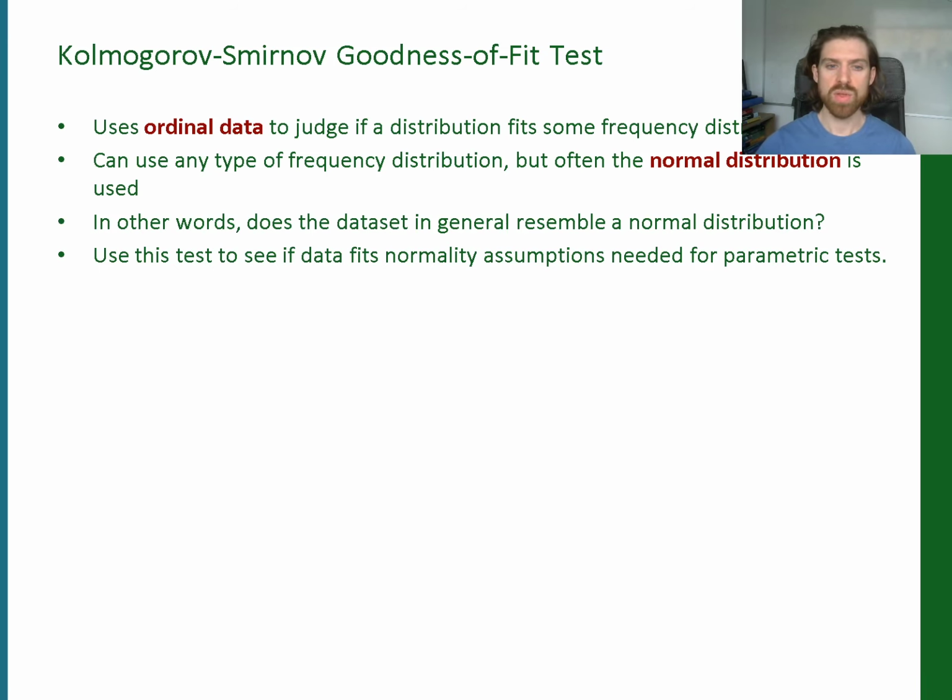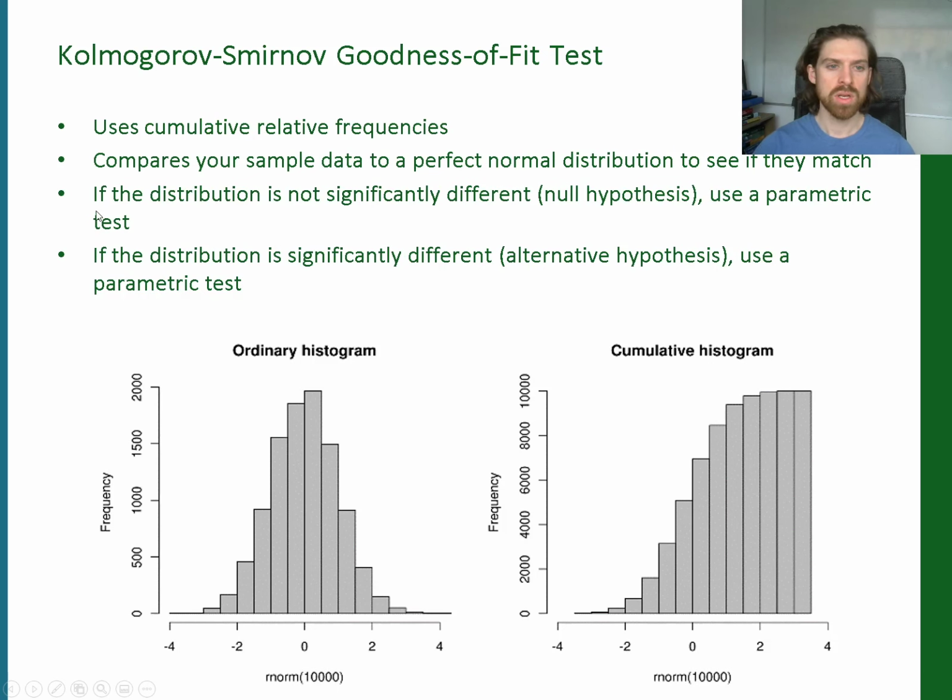Okay, so that's what we're looking for here. Does the data that we've got in general resemble a normal distribution or not? We use this test to see if the normality assumption is valid for parametric-based approaches. So what do we do? Well, I mentioned before that we use the cumulative relative frequency. Just bear with me on this, I'll show you what that means. Essentially, this compares your sample data to the perfect normal distribution to see if they match. If the distribution is not significantly different, then we'd use a parametric test. So if it's not significantly different, we wouldn't have enough evidence to reject the null hypothesis. And the null hypothesis here is that the distribution is not significantly different from the normal one.